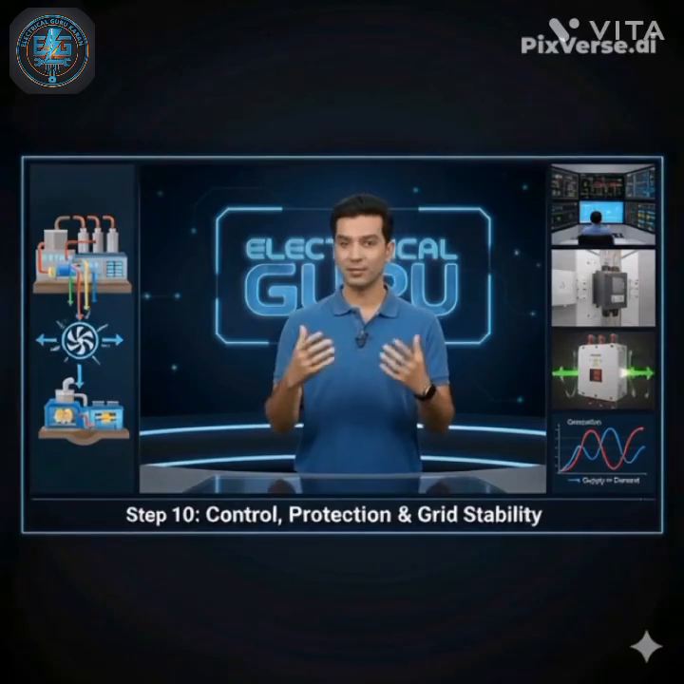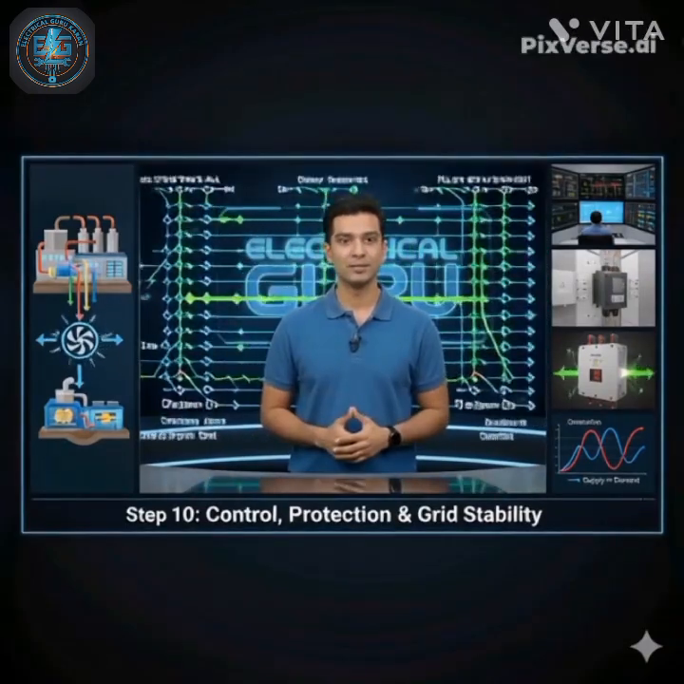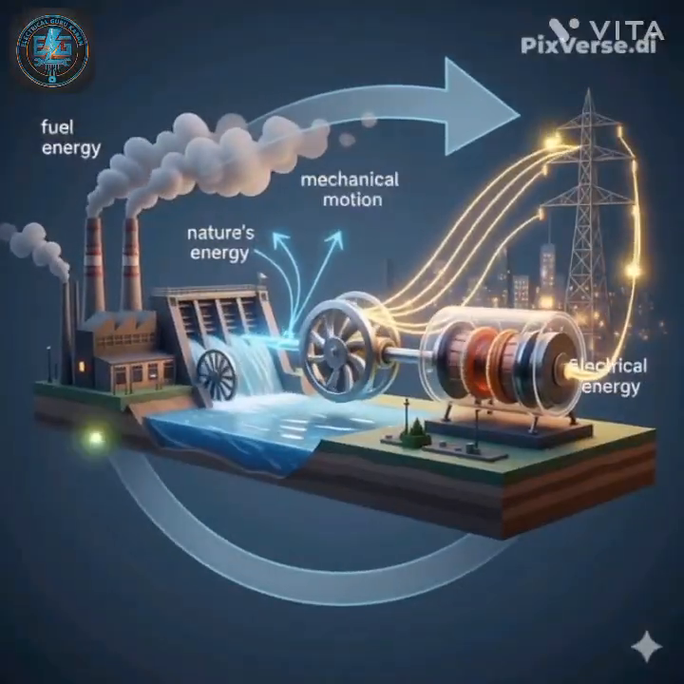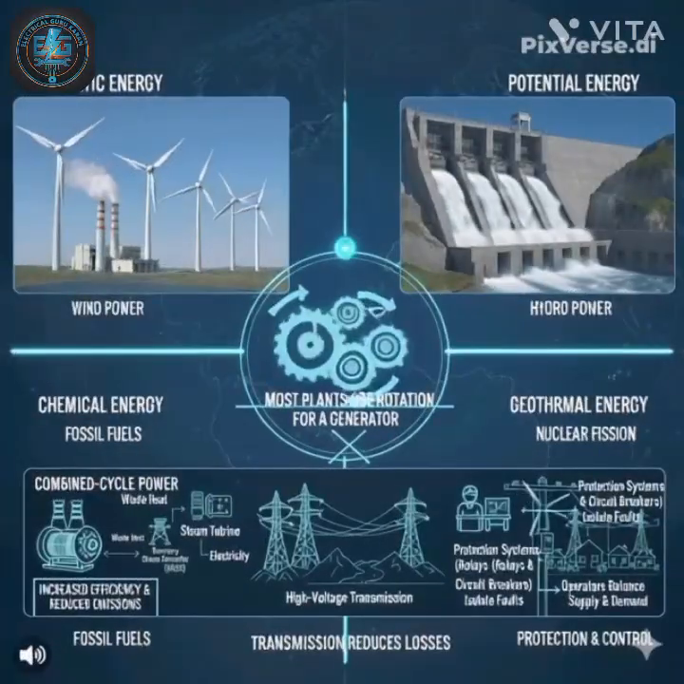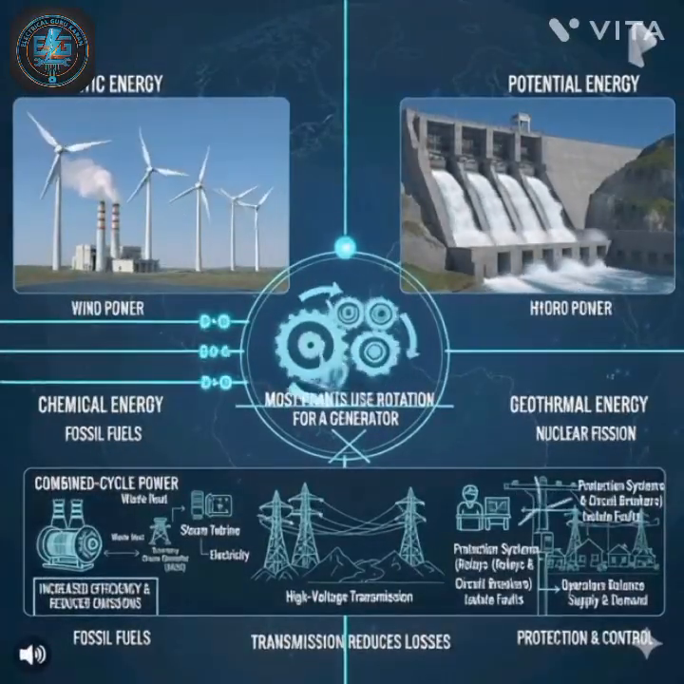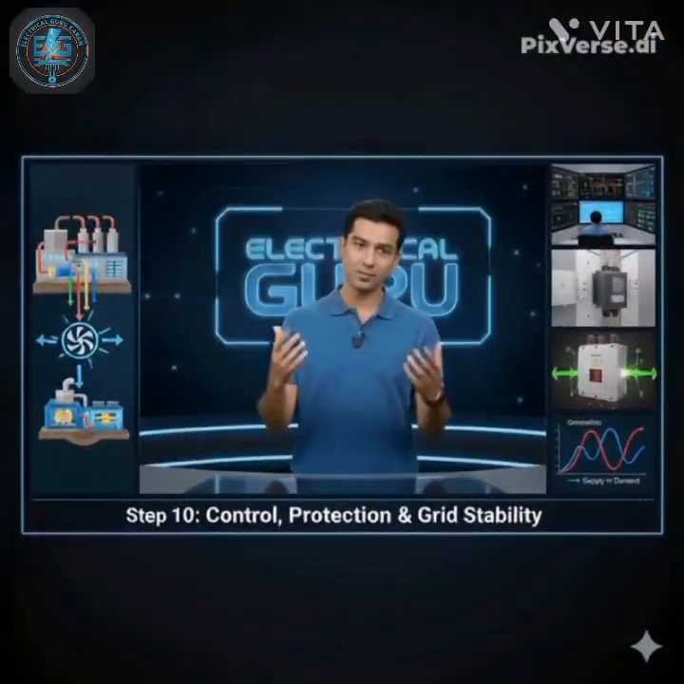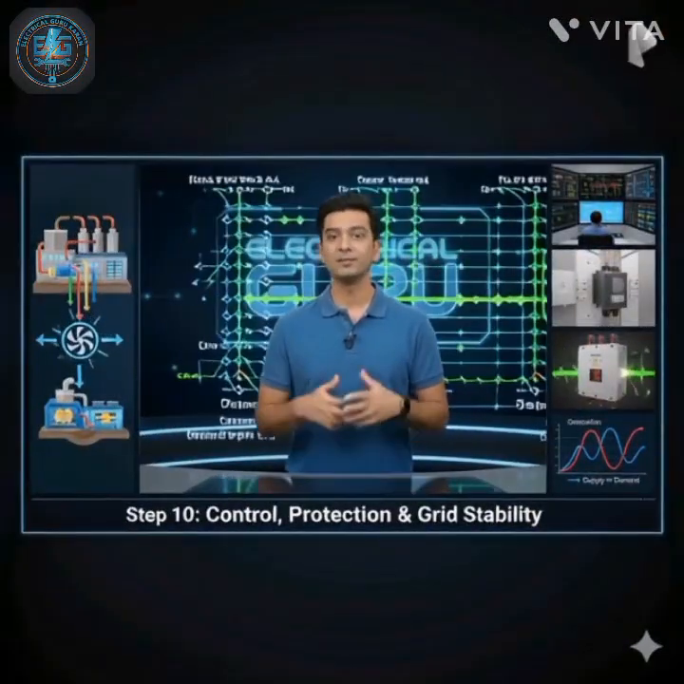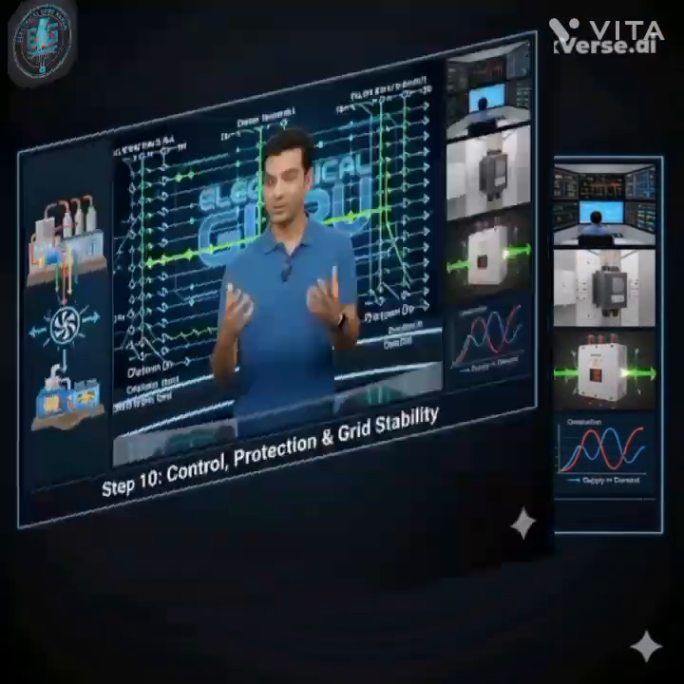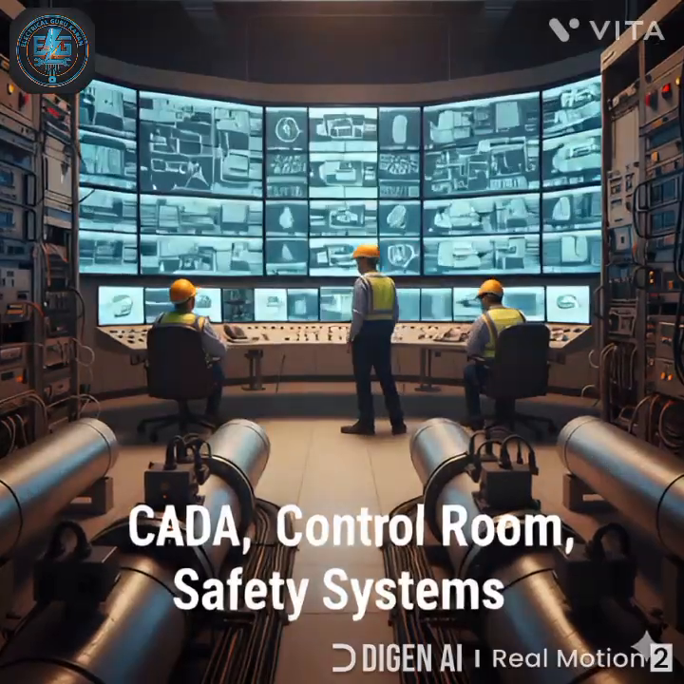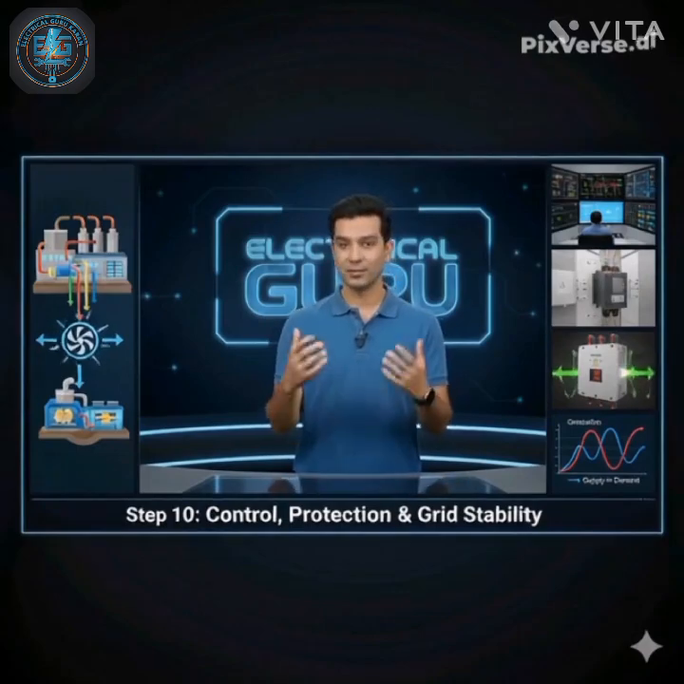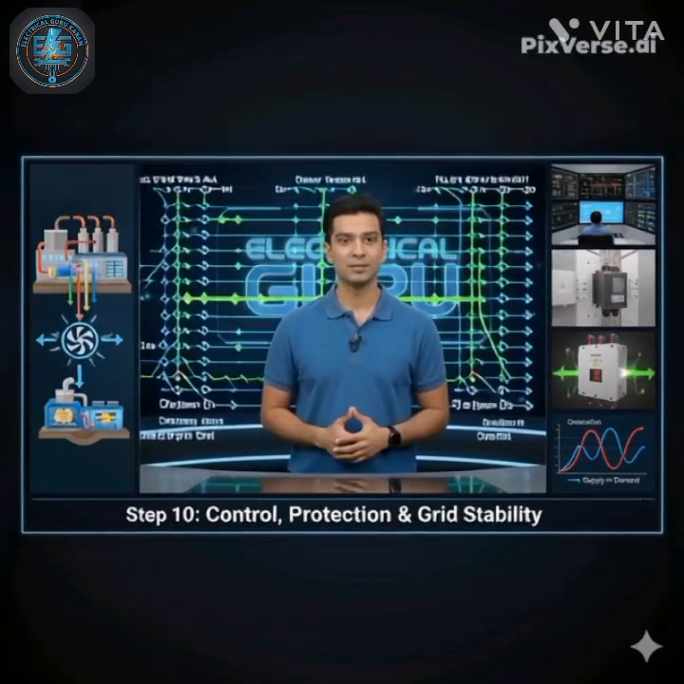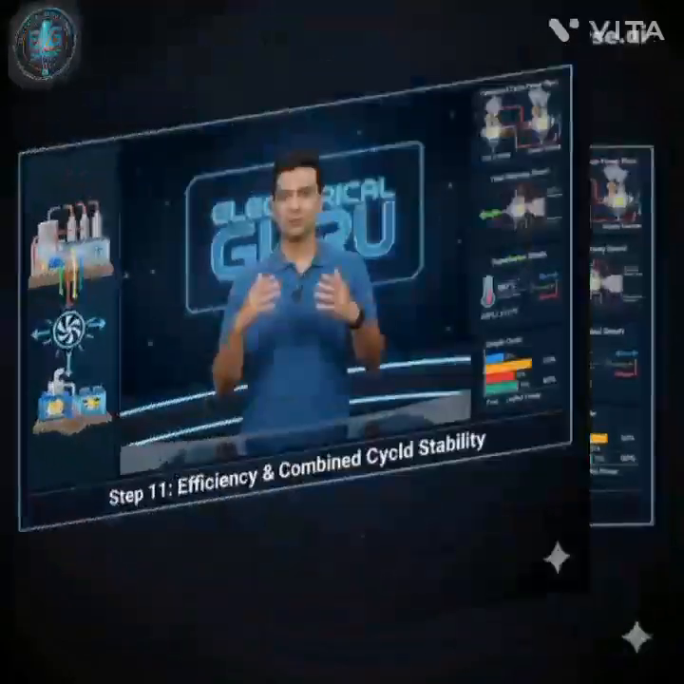Step 9. Control, protection and grid stability. Power plants and grids use sophisticated control systems, governors, automatic regulators and SCADA to keep frequency and voltage stable. Protection systems like relays and circuit breakers isolate faults quickly. Operators coordinate generation and demand in real time so supply always matches consumption.